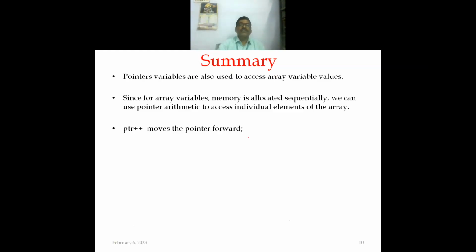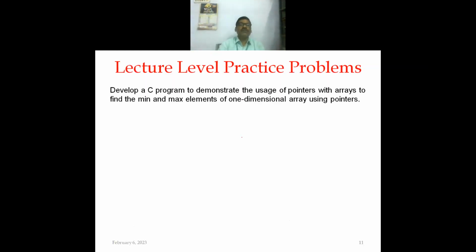Okay, so this is a lecture-level practice problem. You are supposed to develop a C program to demonstrate the use of pointers and find the minimum and maximum element of a one-dimensional array using pointers. Fine. So we already know the logic of how to find the minimum and maximum element in a one-dimensional array of integers. Same logic, but here we have to make use of the pointer concept: how we can use a pointer variable to read the values into the array, as well as to access every value from the array to get the minimum and maximum.